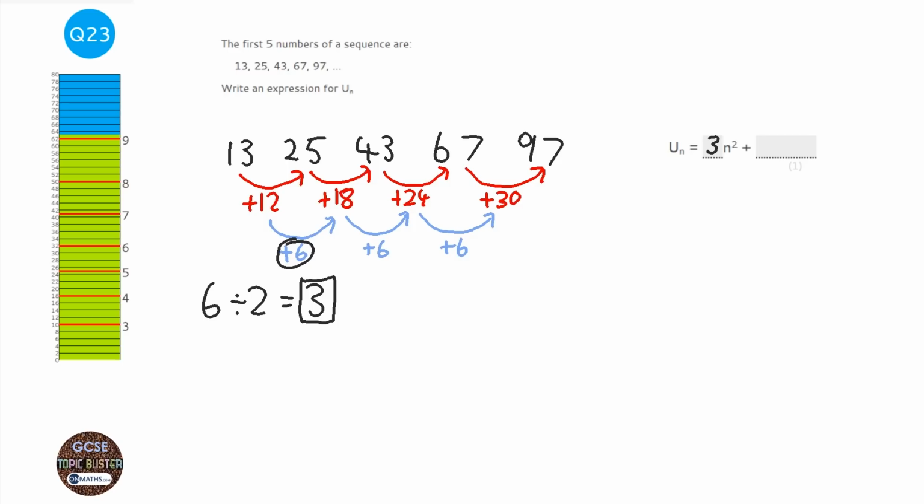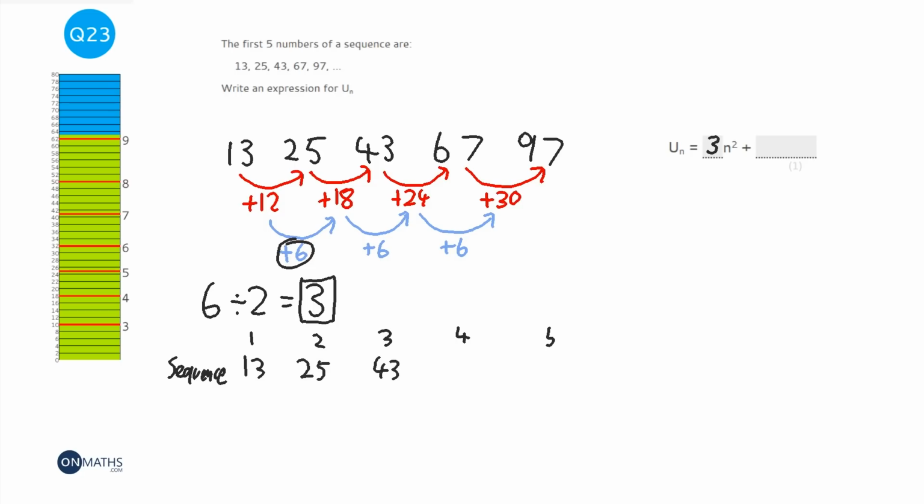Now, the problem is we don't know what else we need. What we need to do is write out the sequence 3n squared. So let's number the terms. So we've got the first term, second term, third term, fourth term, and fifth term. And so we've got our sequence, which is, I'm just going to copy this out again, 13, 25.